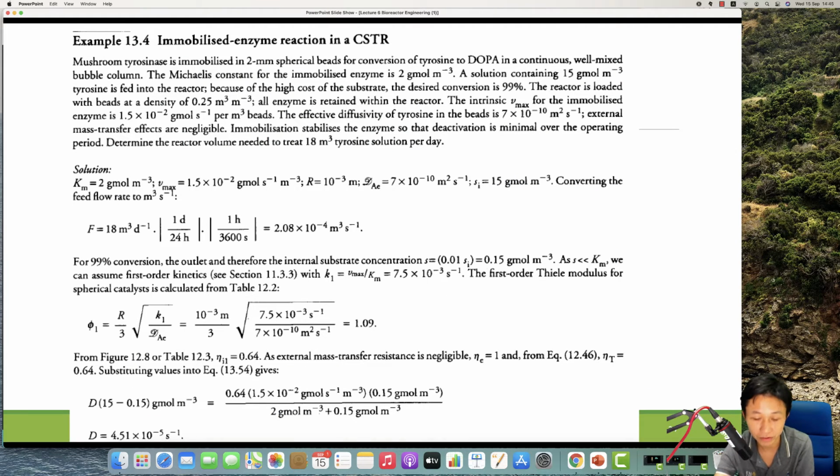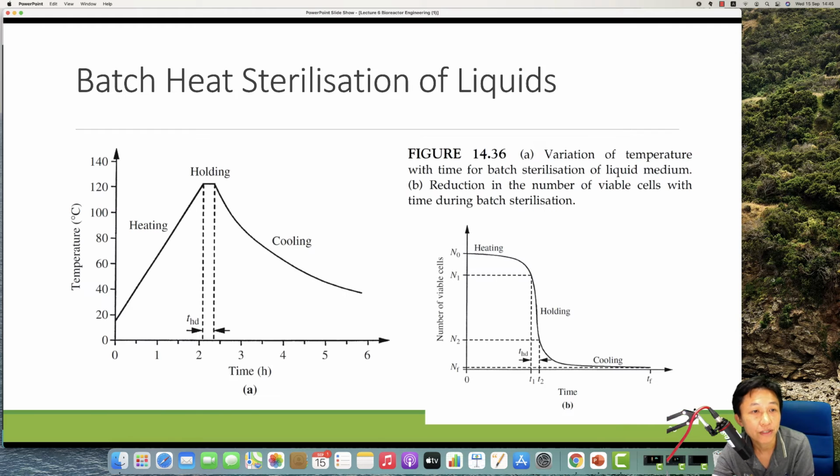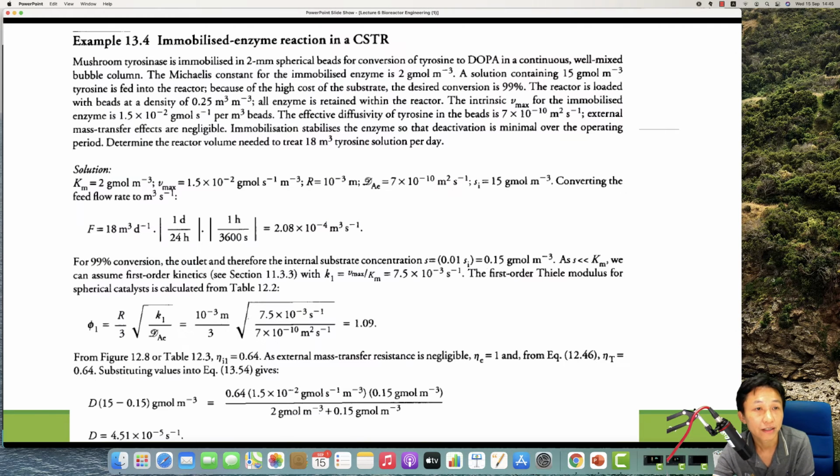Next, okay, how much do we have more? Okay, we have this. Have a look at this one. So what is it? Determine the reactor volume to treat this 18 cubic meter tyrosine solution per day.